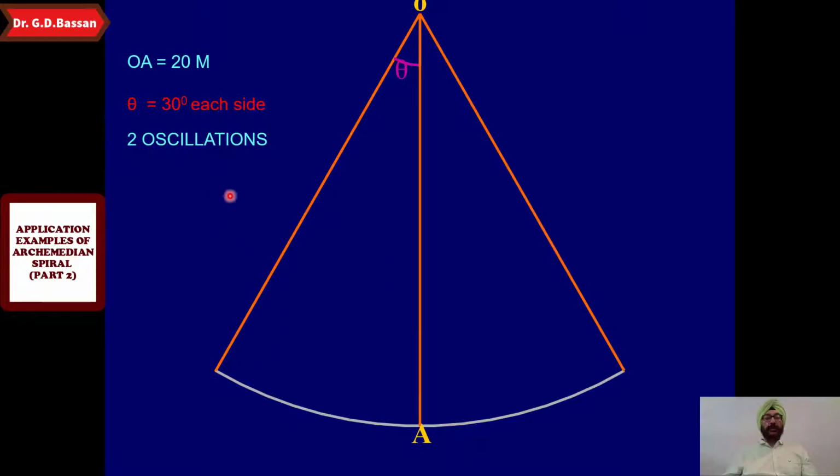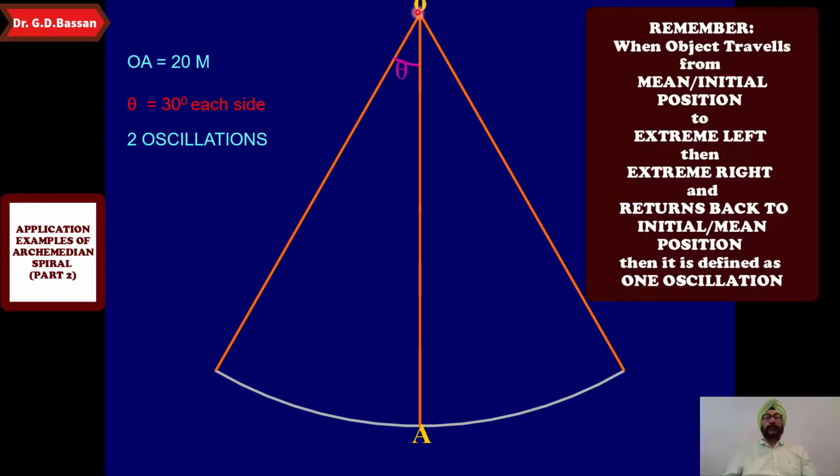Now remember, what do we mean by the oscillation? Here OA is the initial position. From OA, when it reaches one of the extreme ends, then comes back to the other extreme end and then reaches the initial position, that would be considered as one full oscillation. So from the initial position to one extreme position, then the other extreme position, and back to the vertical position, that is to be considered as one full oscillation.